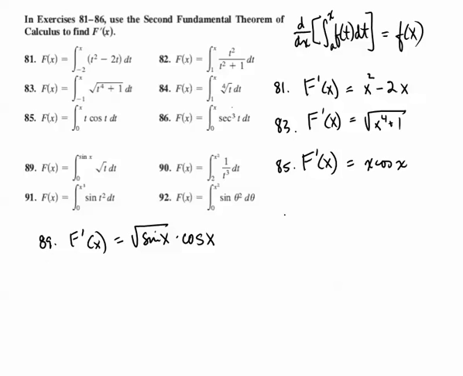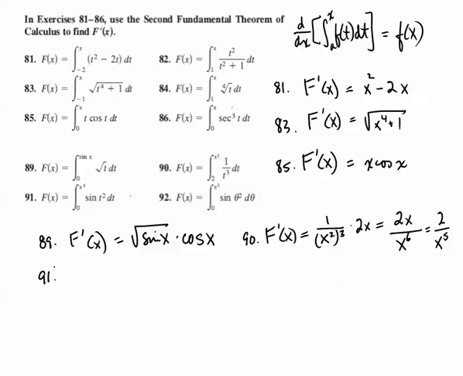Again, to make this clear, I'm going to do number 90 as well. We're going to take the x squared and plug it in for t. So f prime of x now becomes 1 over x squared to the third times the derivative of x squared, which is 2x. We're going to get a 2x in the numerator and x to the sixth in the denominator, or 2 over x to the fifth.